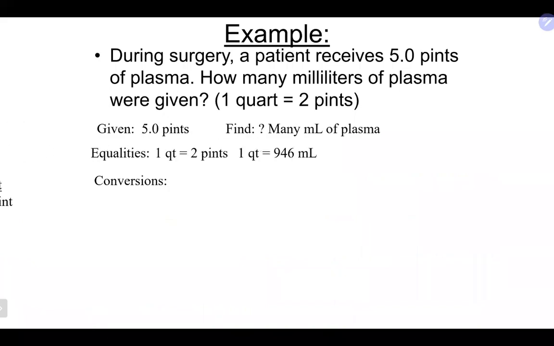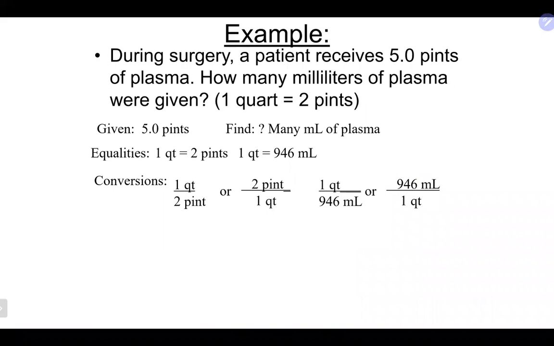All right, so again, here's some equalities and some conversion factors that may be helpful for you. During surgery, 5 pints of plasma, how many milliliters of plasma are given? And once again, here we got 5 pints. We want to eventually end up in milliliters, so we definitely want to start with what was given. We got our 5 pints.